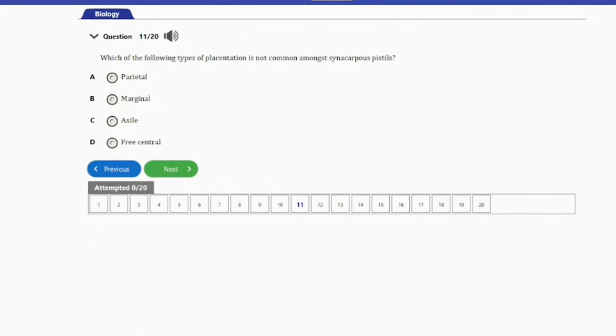Question number 11 here, it says, which of the following types of placentation is not common among syncarpous pistils? We have A. Parietal, B. Marginal, C. Axial, and D. Free central. So guys, the answer to this question is option C here, and that's axial placentation. So that's it for this question. Let's go ahead and consider the next question.